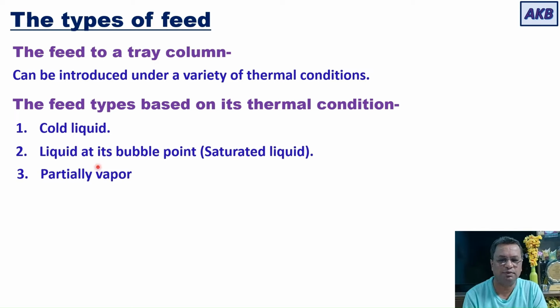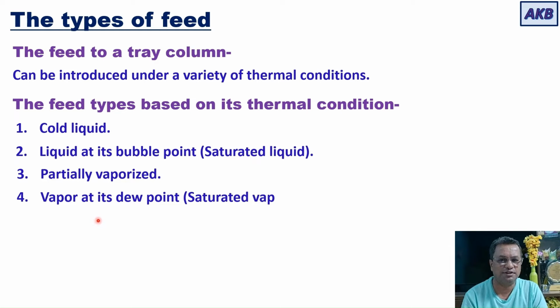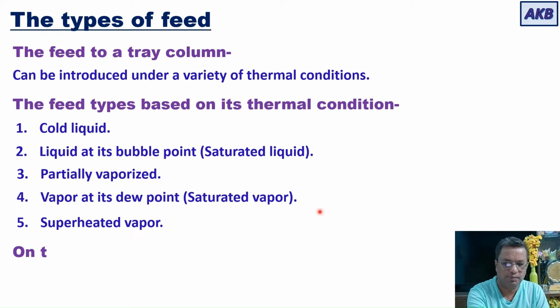Then you have partially vaporized feed, where the feed is a mixture of liquid and vapor phases. Then the fourth type is vapor at its dew point, which is also called saturated vapor. Here the feed is entirely a vapor. Then the fifth type is superheated vapor, where again the feed is entirely vapor, but this time it is superheated vapor. So you have these 5 different types of feeds to a typical tray column.